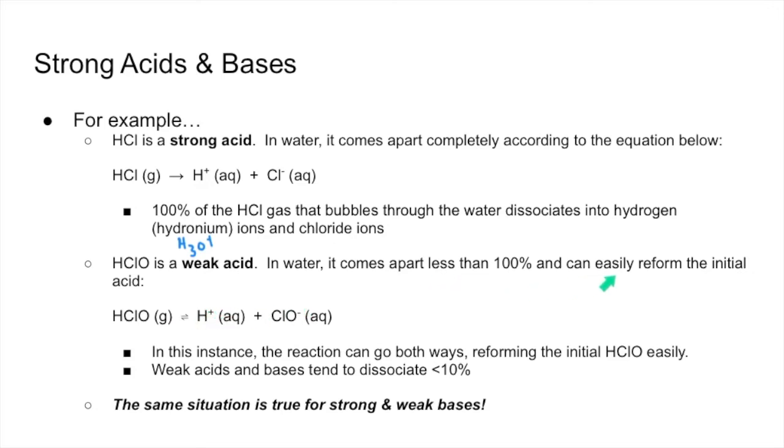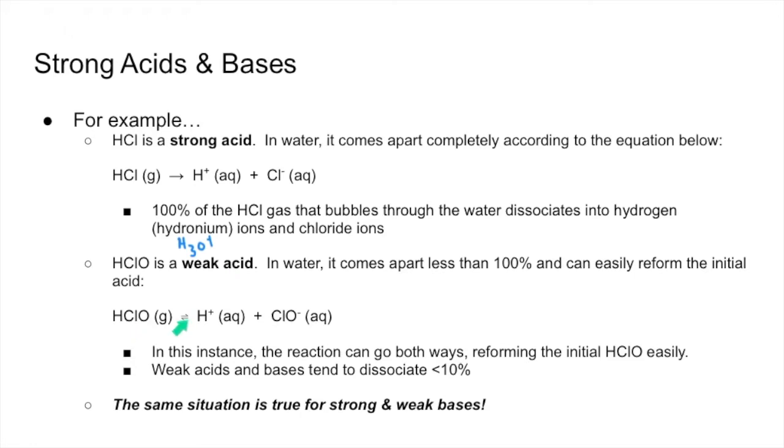It comes apart less than 100% and can easily reform the initial acid. So some of it will form the hydrogen ions and the hypochlorite ions, okay? But some of these will also turn back into the original HClO, whereas up here, once this comes apart, these are the only two things that exist. This doesn't exist anymore. Here, when this comes apart, it can also go back and form the original HClO.